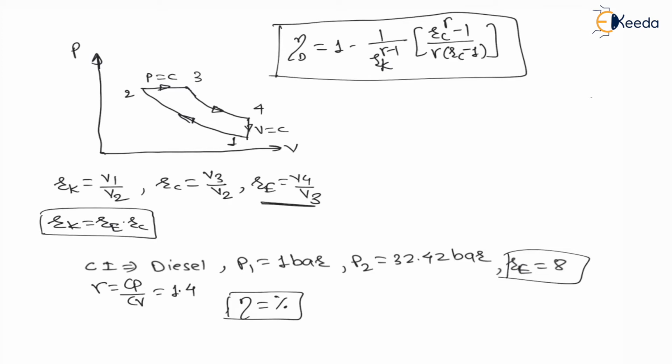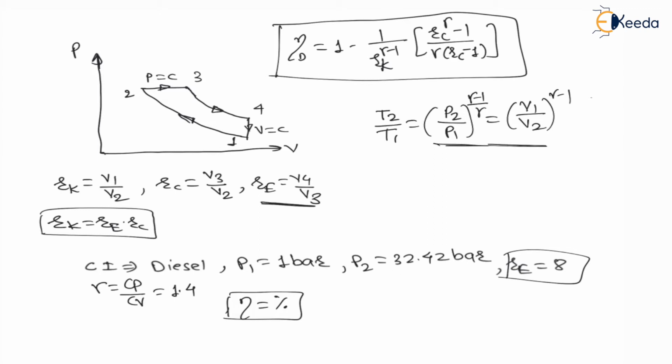Now the process 1 to 2 is reversible adiabatic compression. Therefore the equation for reversible adiabatic compression is T2 divided by T1 is equal to (P2 divided by P1) raised to (gamma minus 1) upon gamma, which is equal to (V1 divided by V2) raised to gamma minus 1, right? So equate second and third. From this equation you will get (P2 divided by P1) raised to (gamma minus 1) upon gamma is equal to (V1 divided by V2) raised to gamma minus 1, and V1 divided by V2 is compression ratio, therefore it is equal to compression ratio raised to gamma minus 1.